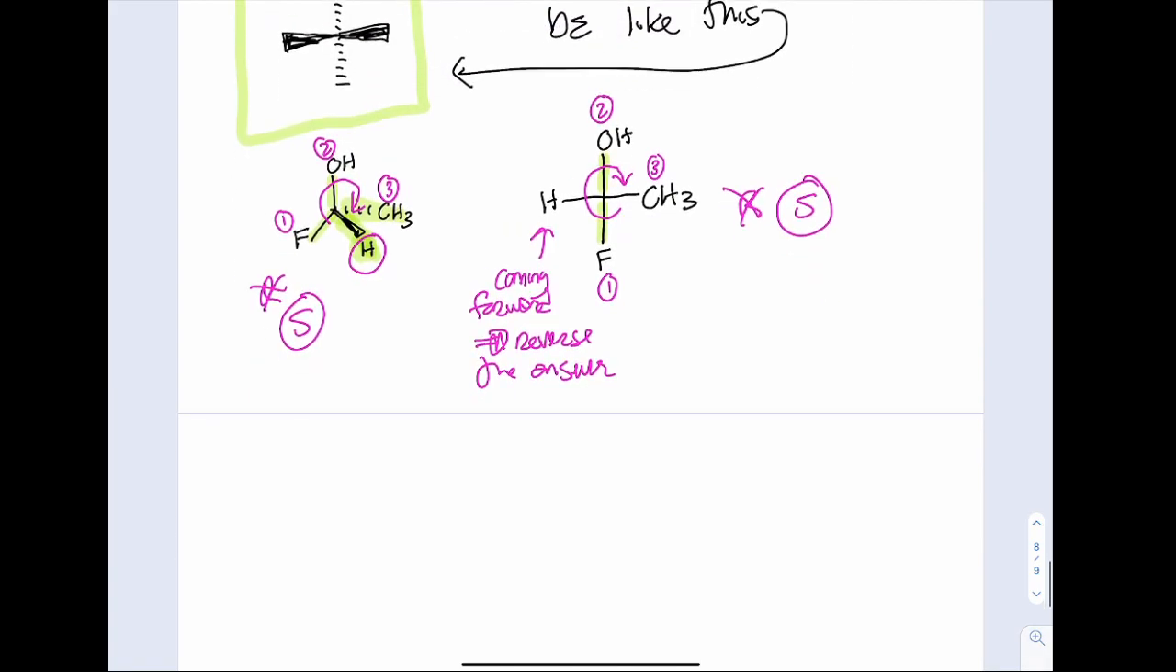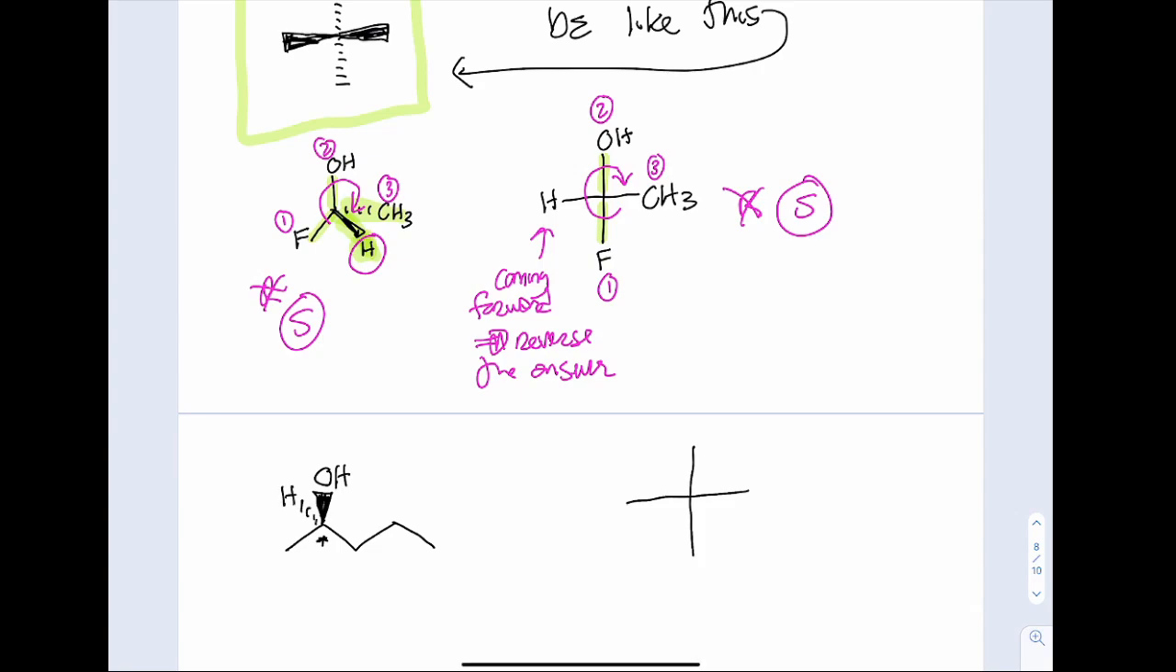So let's do another one. And we'll have a hydroxyl group here. So I am going to put this in a Fischer projection for practice. So this is my chiral center, right? I'm not showing the hydrogen, but there is a hydrogen going back.